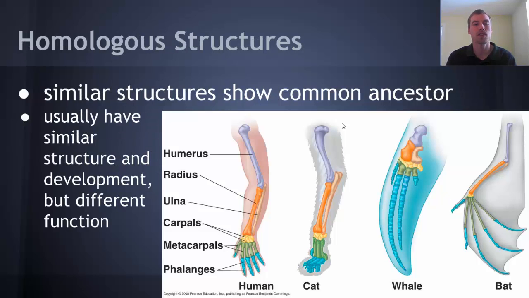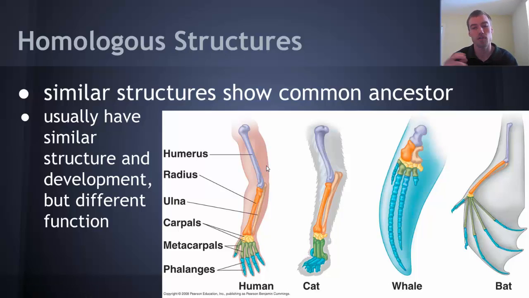So homologous structures are similar structures that show a common ancestor, and they are similar between different species. So the classic example is the upper limb structure of tetrapods, which are animals that have 4 limbs. Specifically, we look at mammals, and you can see how we have the same basic bones that we find in all of these species. However, they have different functions.